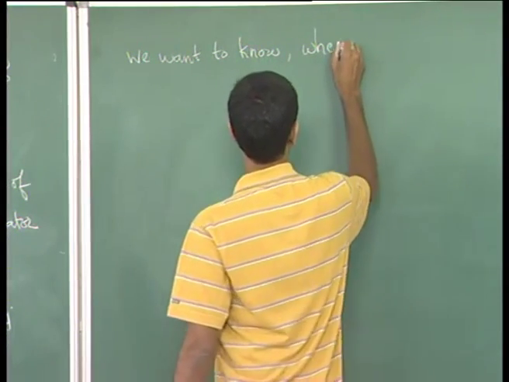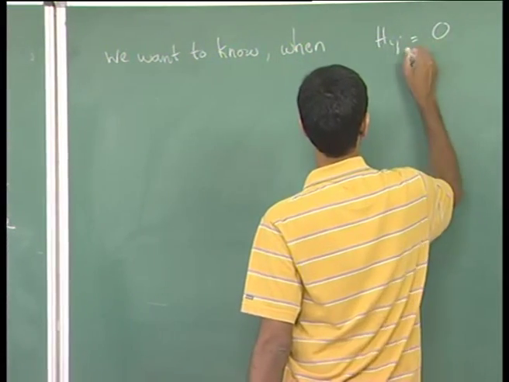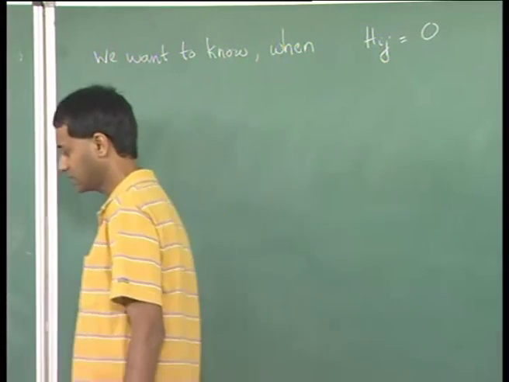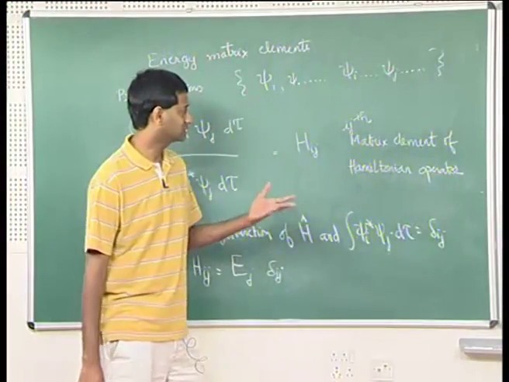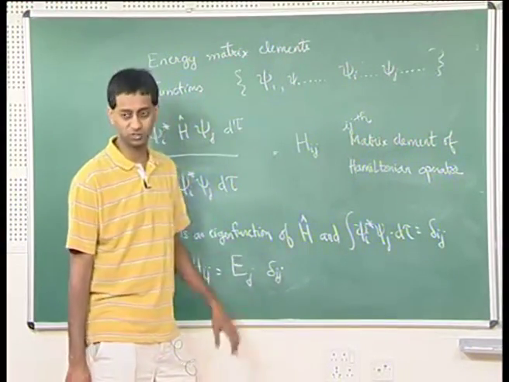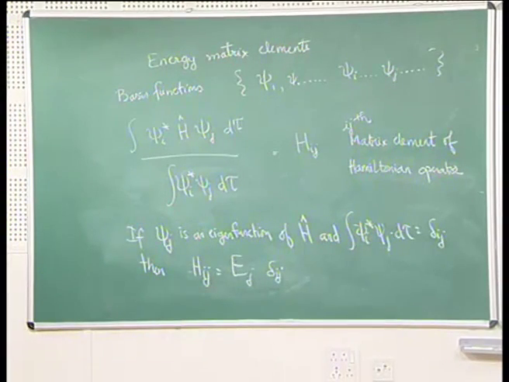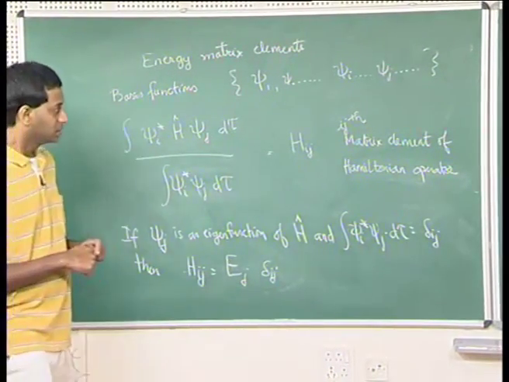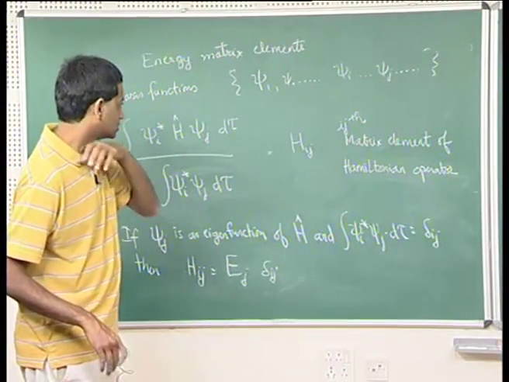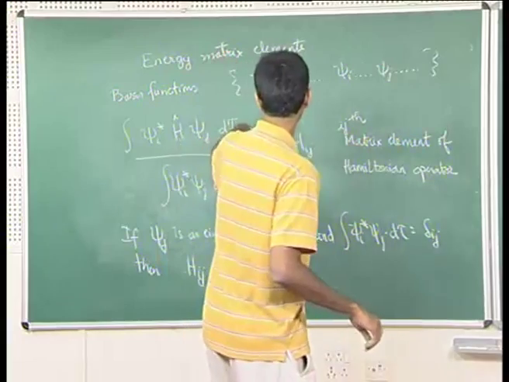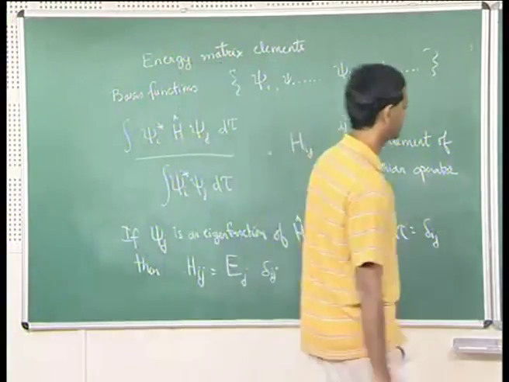Now we want to know when Hij is equal to 0. So when is Hij equal to 0? That's a question that we want to answer. Now, we have two functions, psi i, and in general psi j.